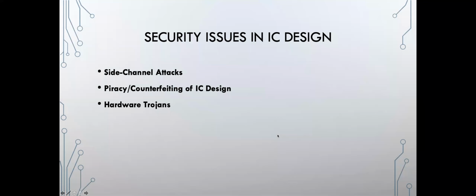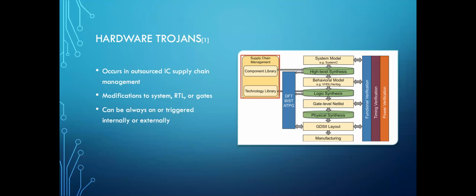So lastly, we'll be discussing hardware Trojans. Their purpose is wide-ranging, as you can imagine, 2 being to leak information and to disrupt IC performance, which can both be disastrous. This usually occurs in outsourced supply chain management. Modifications can happen at system level, RTL level, or gate level, and these types of Trojans can always be on or triggered internally or externally.